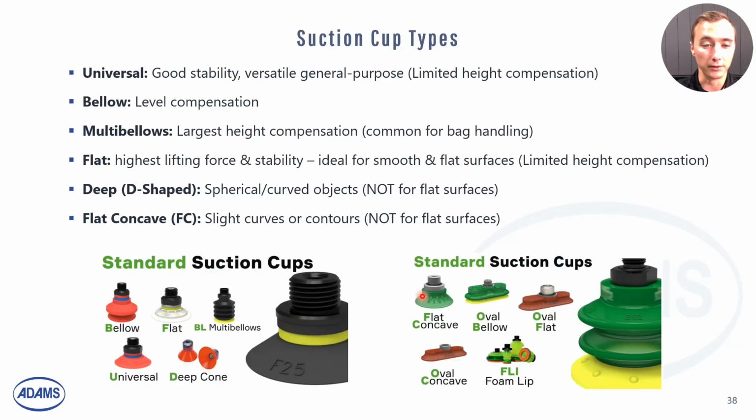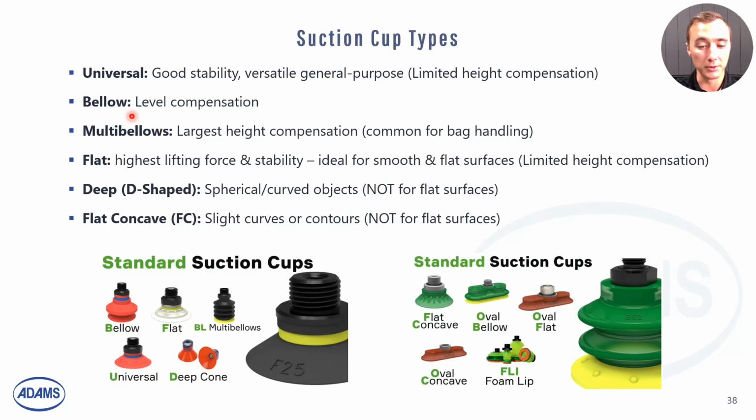Building off of the shapes, there's also a lot of different types of cups. The universal is going to be, as the name states, a pretty cover-all, general purpose cup. It's going to be pretty stable, and the one issue is it's not going to have much height compensation. Your universal cup, you can see here, has really no accommodation for any adjustment in the Z height or the height of a part.